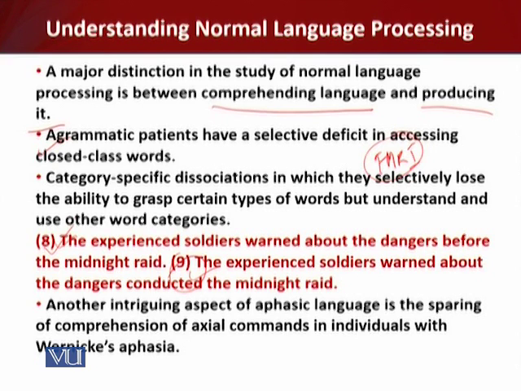Now, aphasic language poses challenges to our conception of language. For one, some aphasics display category-specific dissociation, and some patients have little difficulty in naming colors and body parts but considerable trouble in naming fruits and vegetables. Another intriguing aspect of aphasic language is the sparing of comprehension of axial commands in individuals with global aphasia. Although global aphasics show many problems in language comprehension, they respond correctly to commands involving midline or axial structures.